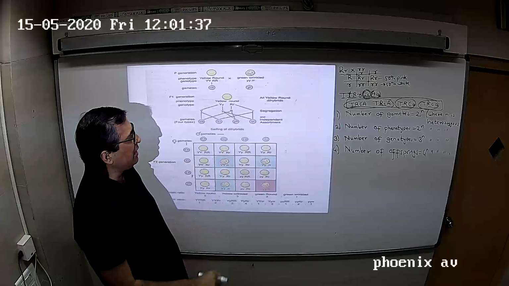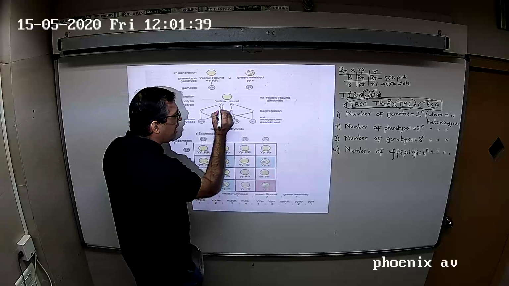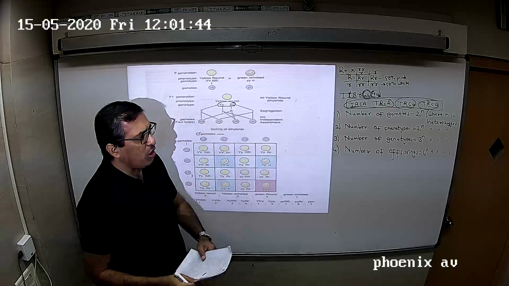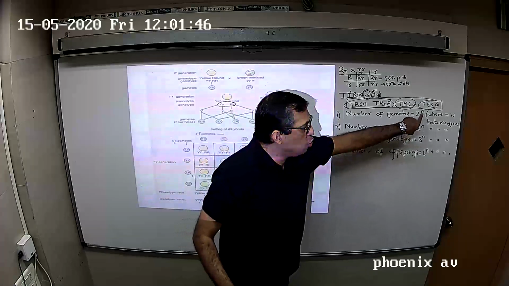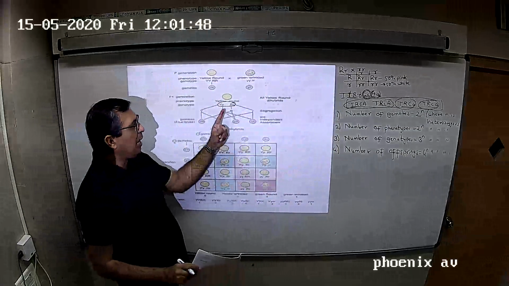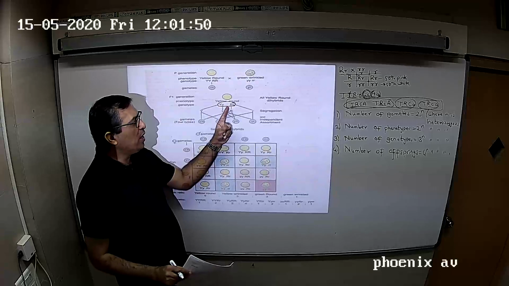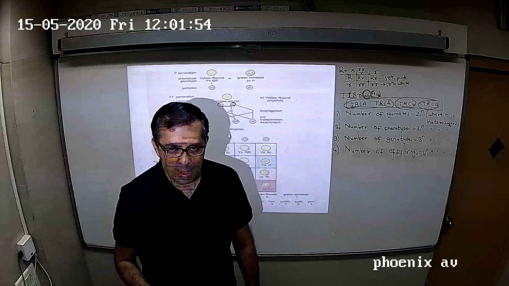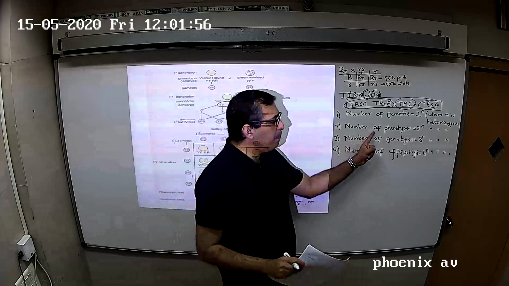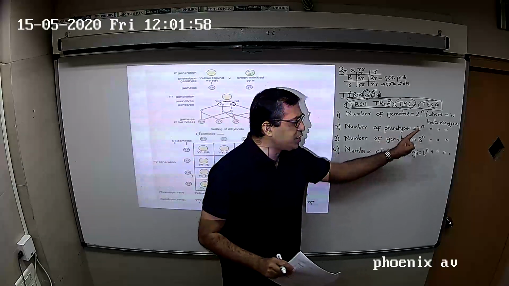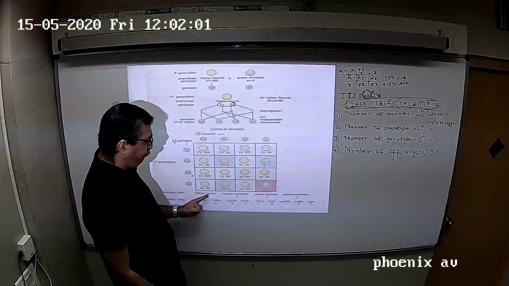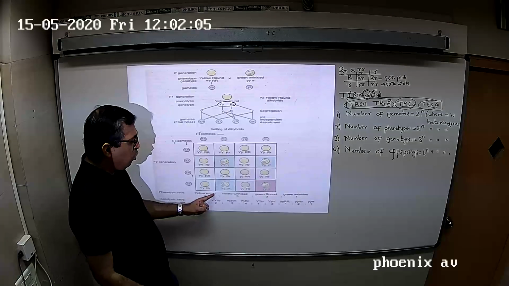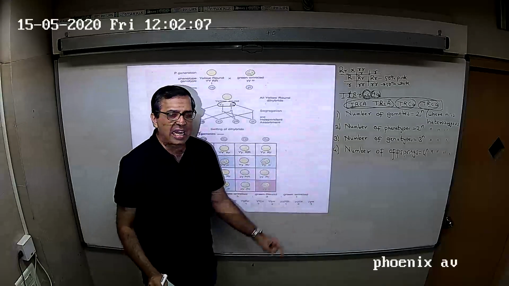So check this here. Here we have capital Y, small y, capital R, small r. How many types of gametes are possible? 2 raised to n, so 4 types of gametes. How many phenotypes? 2 raised to n. So we get 4 types of phenotypes, 2 raised to 2, which is 4: yellow round, yellow wrinkled, green round, green wrinkled.